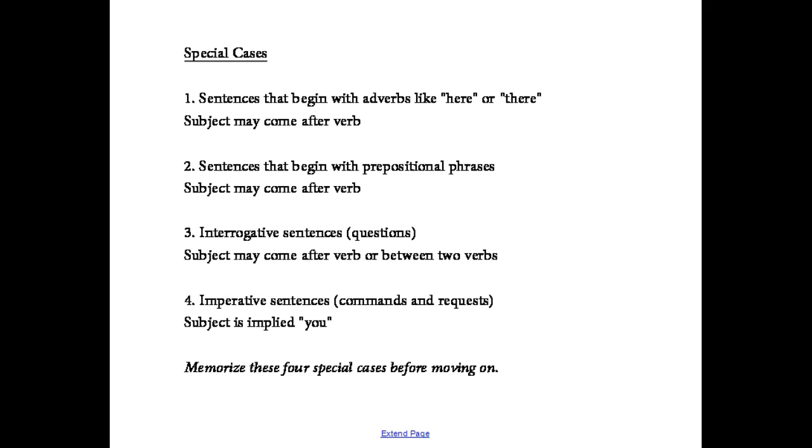Now, I can't emphasize this enough. It is important for you to memorize all 4 of these special cases before you move on. And if you can't remember them, if you haven't memorized them yet, you need to hit pause. You need to make yourself some flashcards or a list, and you need to memorize them.